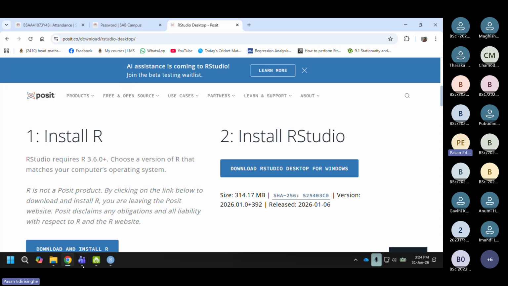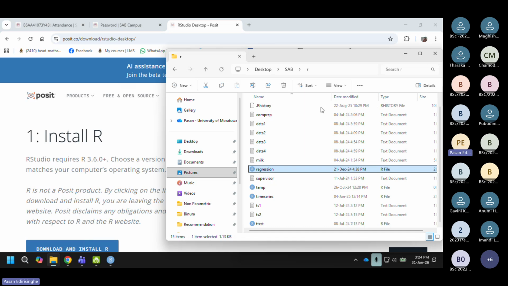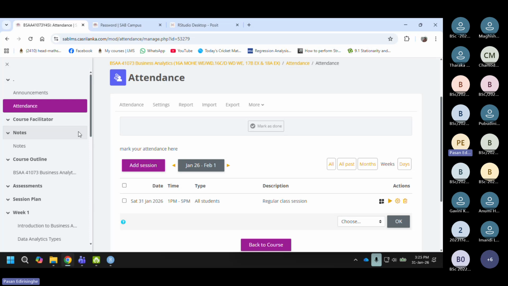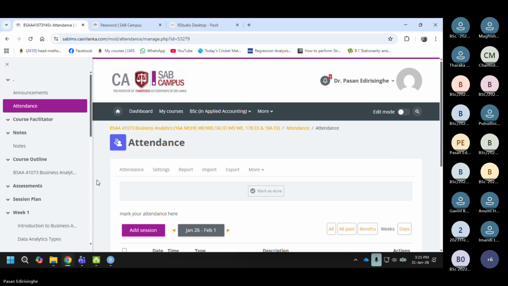Then you can take one of these data sets. I have those data sets available, and I will provide them to you. Once you install them, you can open a folder, and then you can open the R file there. I will upload this R file, so you can download it and use it. Let me upload it first.